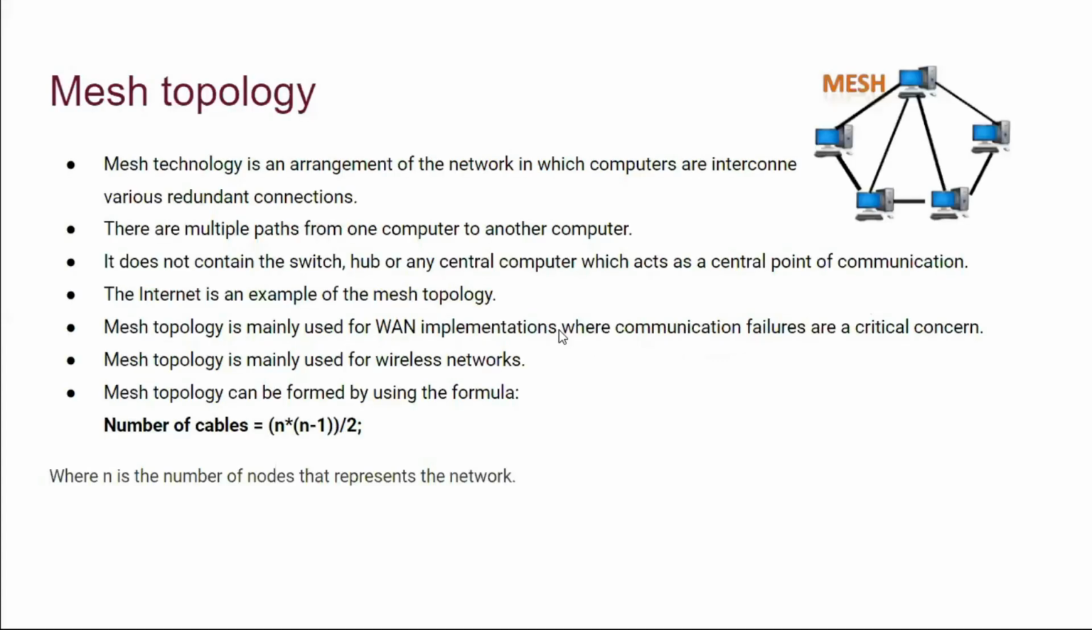Mesh topology is an arrangement of a network in which computers are interconnected with various redundant connections. So we repeat the connections as many times as possible. There are multiple paths from one computer to another computer. So we connect with all the possible paths through any hub or other devices.